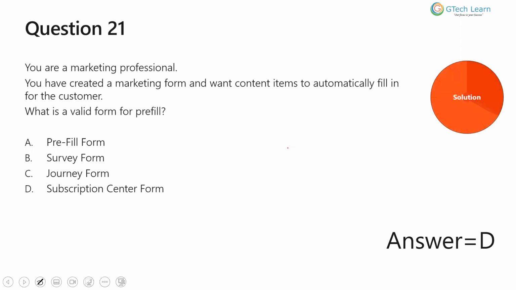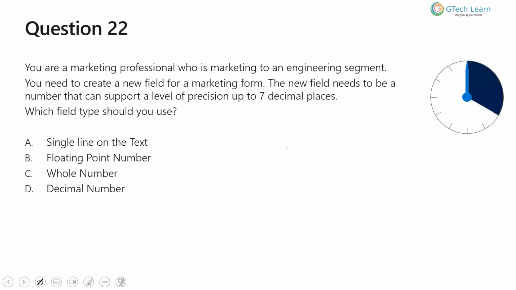Okay, so the correct answer is going to be subscription center form. The next question we are having in line is, you are a marketing professional who is marketing to an engineering segment. You need to create a new field for a marketing form. This new field needs to be a number that can support a level of precision up to 7 decimal places. Which field type should you use? Is it a single line of text? Is it a floating point number? Is it whole number? Is it a decimal number? Your answers on the chat, and let me start a timer now.